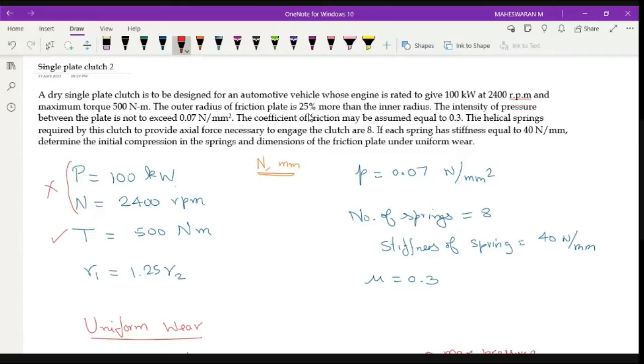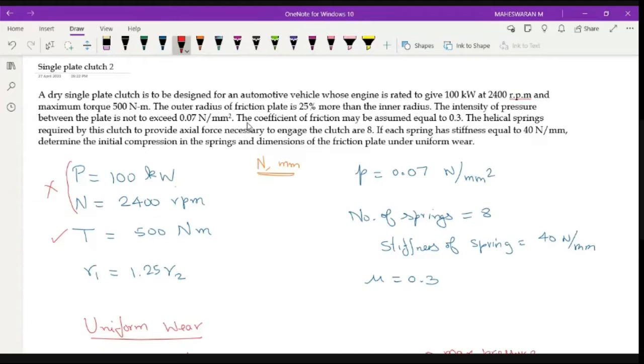Since it is 25% more than the inner radius, if I consider R2 as inner radius, then R1 is 1.25 times R2, right? The pressure is mentioned, so pressure is 0.07. Number of springs is given. To hold the clutch, we have around 8 springs. The stiffness of each spring is 40 Newton per mm. So these are the things we are given, right?